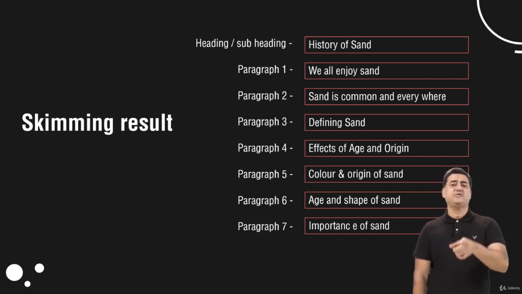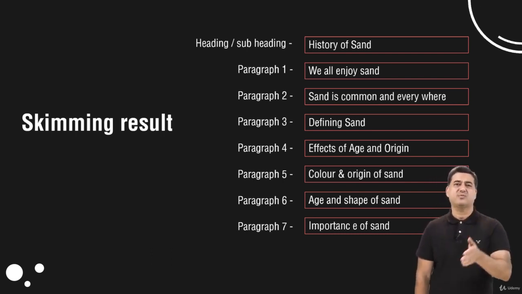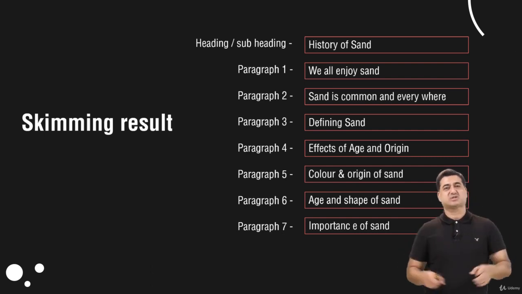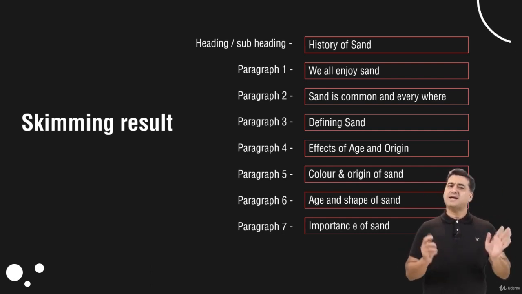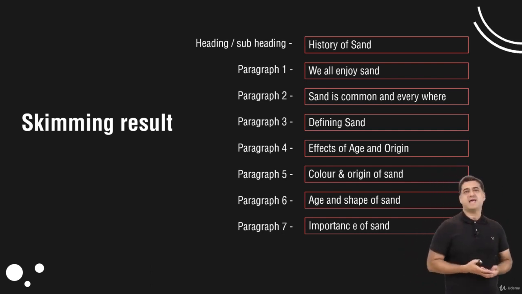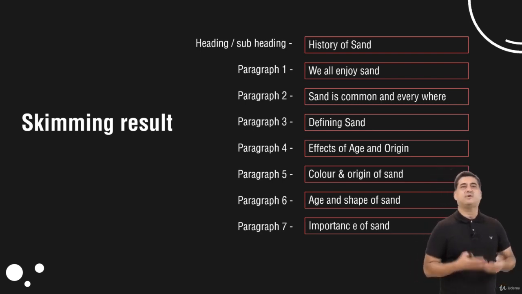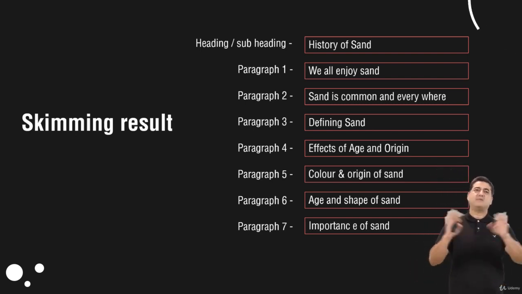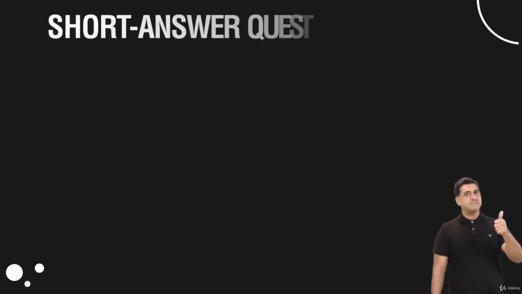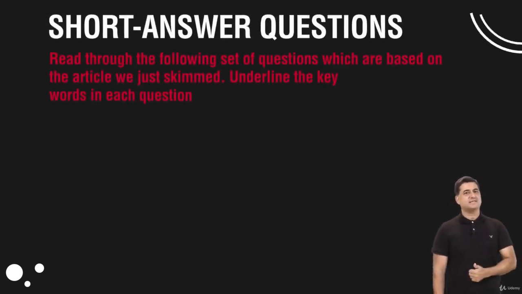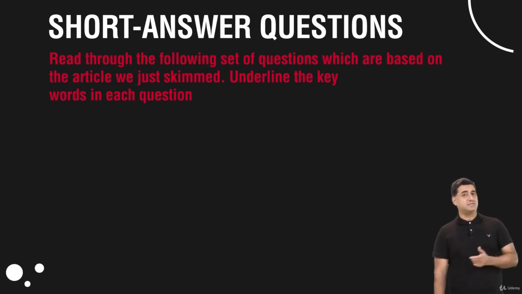I have read only the first sentence and I have formulated this gist. So now I know that the article is about sand, the effects of age, what color tells us about the origin of sand, and the definition of sand. So we have found out everything. So first step done. Let's move on to the second step and underline the keywords in the questions.